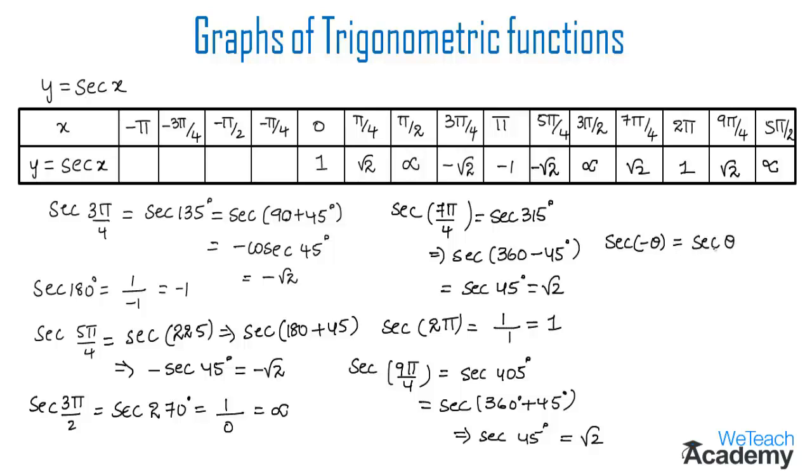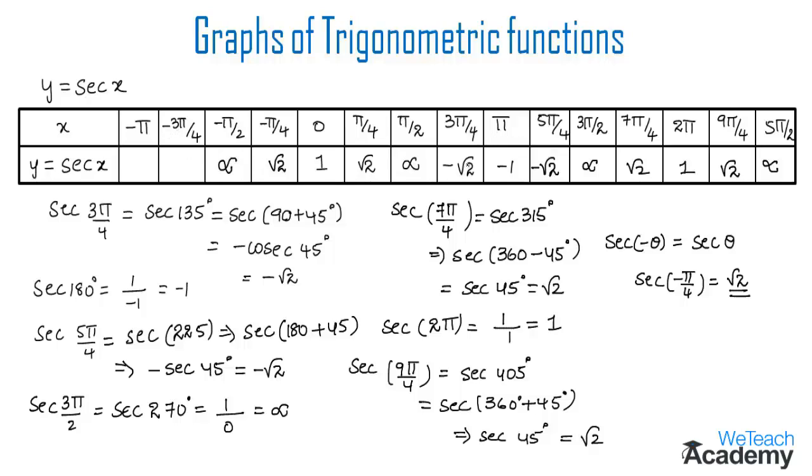So therefore, secant of minus pi by 4 is equal to secant pi by 4. So the value of secant minus pi by 4 will be equal to the value of secant pi by 4, which is root 2. So here we get root 2, and similarly, the value of secant minus pi by 2 will be equal to the value of secant pi by 2, which is infinity.